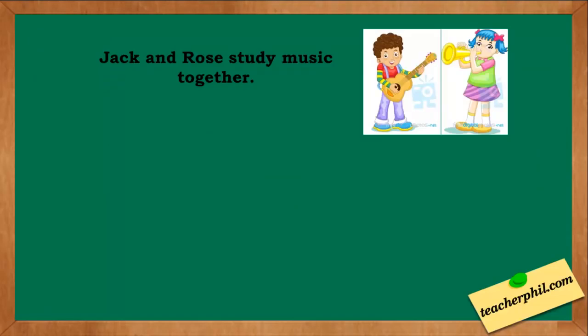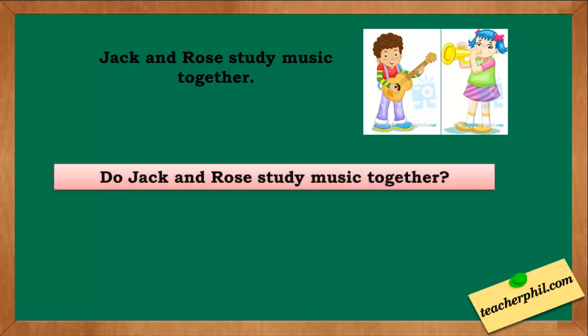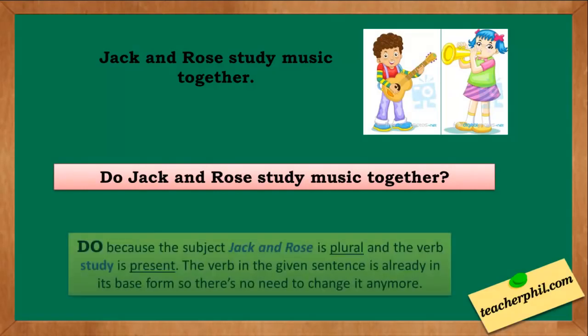The second one, Jack and Rose study music together. The answer is, do Jack and Rose study music together? Do, because the subject Jack and Rose is plural and the verb study is present. The verb study in the given sentence is already in the base form, so there's no need to change it anymore.